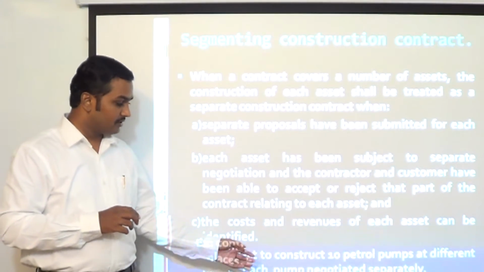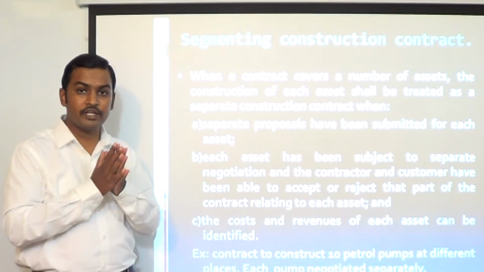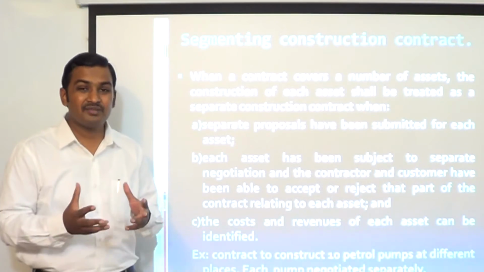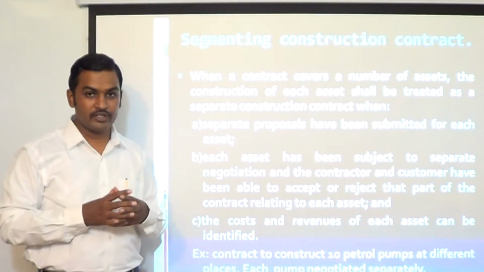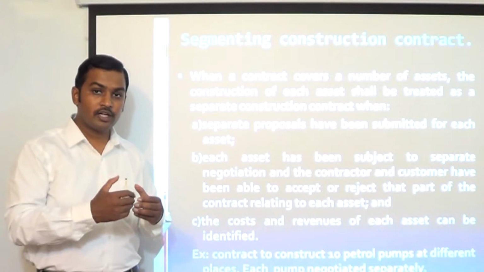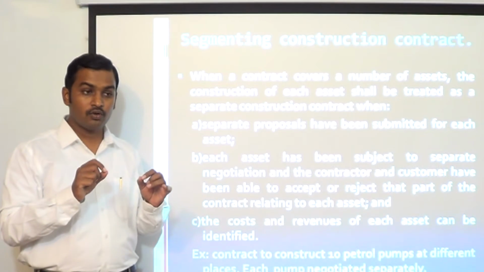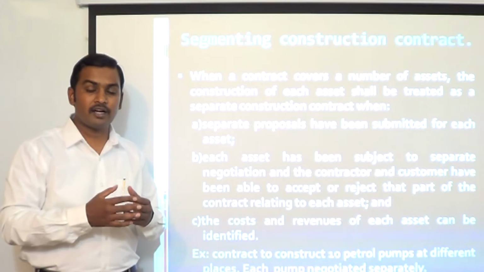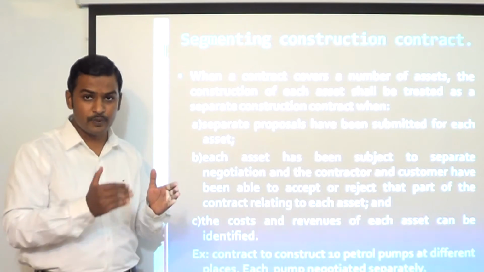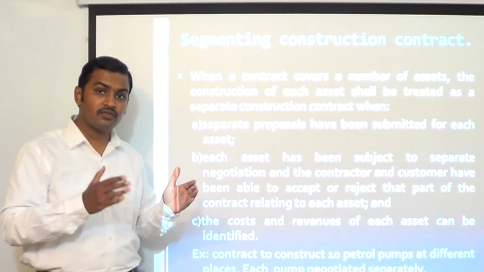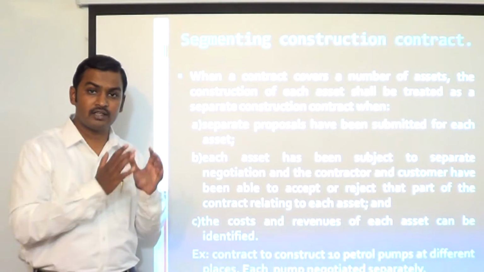An example is given here. There is a contract between a customer and a contractor to construct 10 petrol pumps. We can say the customer is a petroleum retailing company or an oil refinery. It wants to set up petrol pumps all over the country, and it has granted a contract to a contractor to construct 10 petrol pumps at 10 different locations in the country. If you go into the background, you may find that separate tenders were submitted by the contractor to the customer for each petrol pump. Separate negotiations have taken place for each petrol pump, and the revenue and costs can be measured separately by the contractor for each petrol pump.